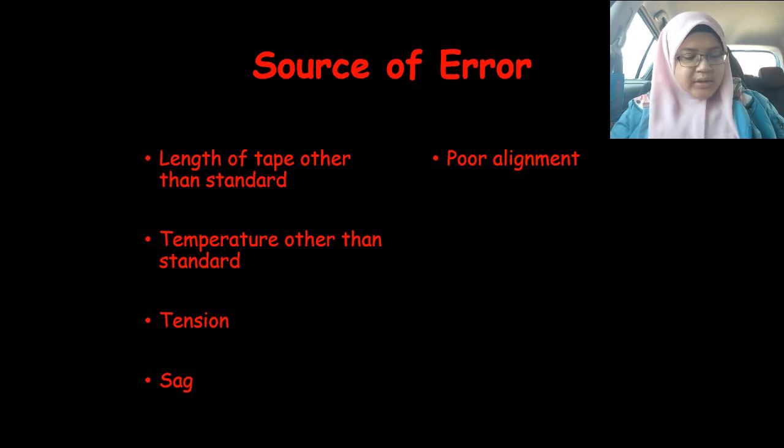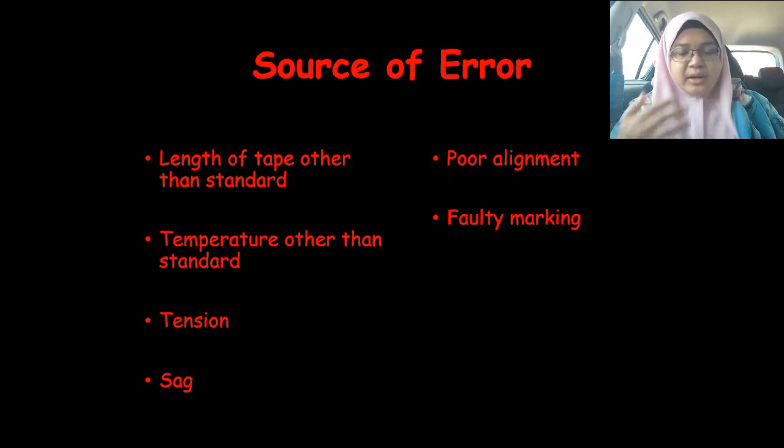The other error is faulty marking. This error is random, as a result of incorrect placement of chaining pins. We might put the chaining pins at a slightly different position from our station. So what can we do to reduce the error? We can carefully place the chaining pins, and we need to check the measurement again and again.